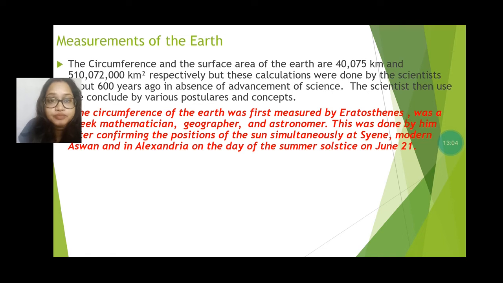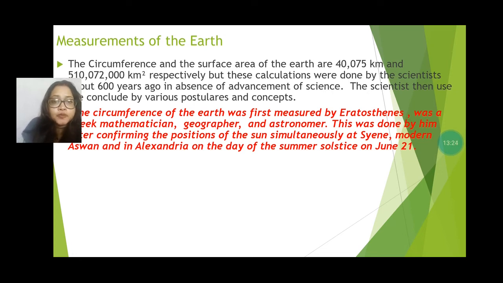But these conclusions were reached by scientists almost 600 years ago, in the absence of the advancements of science. So this is not the proper calculation. But after the calculations of Eratosthenes, it was proved what the earth's circumference is.